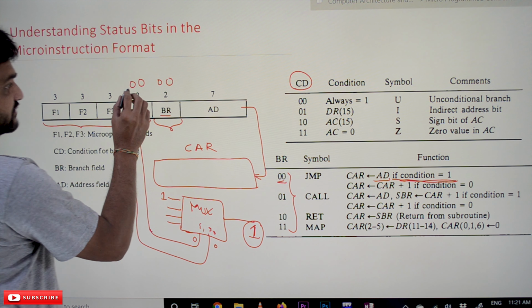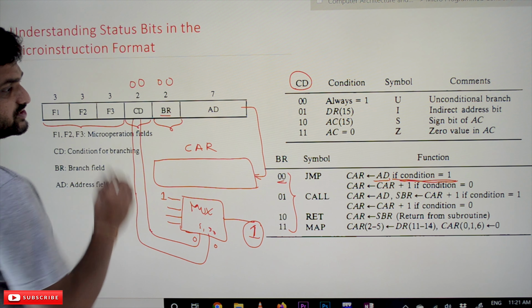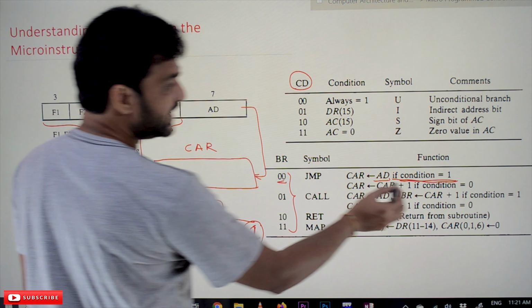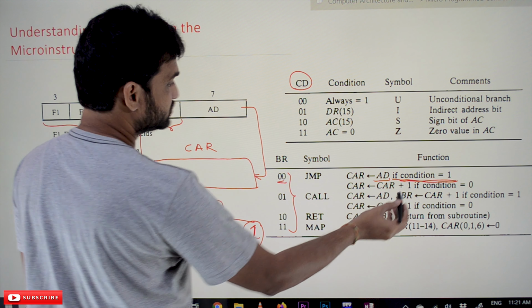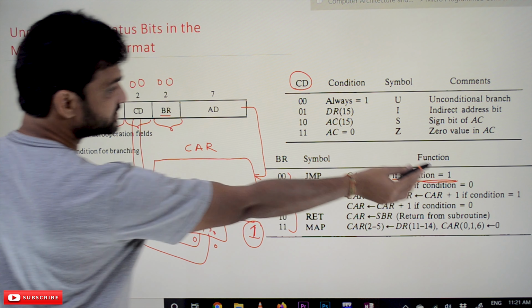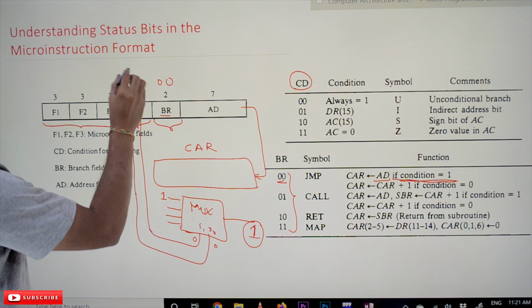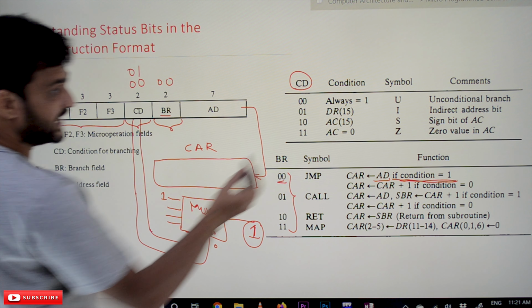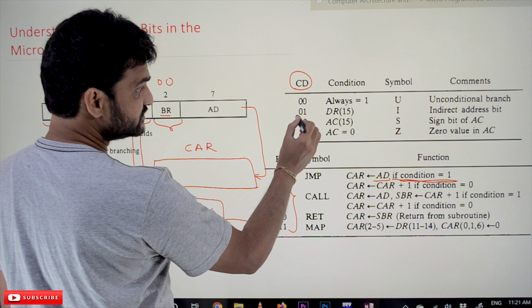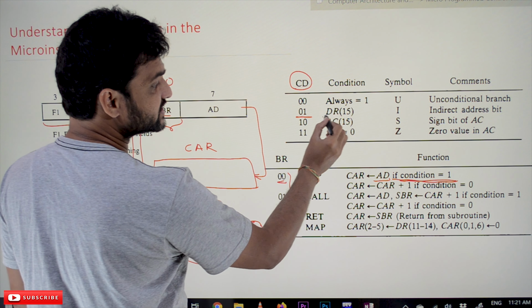Now if CD is 0 0 and BR is 0 0, and for example, if CD is 0 1, what is the condition?